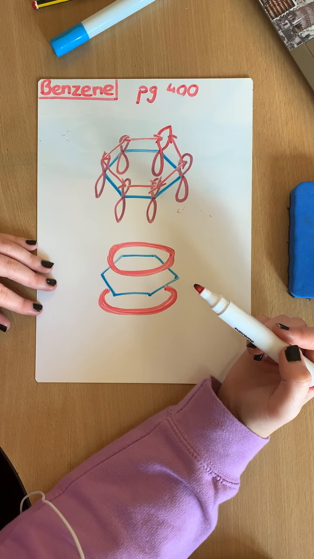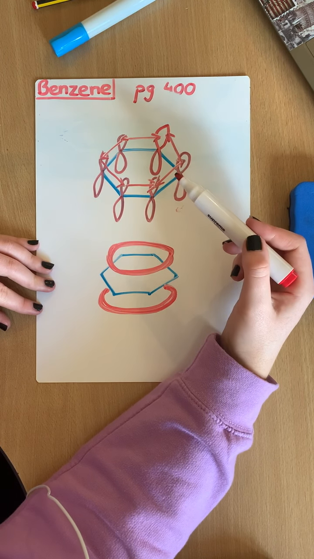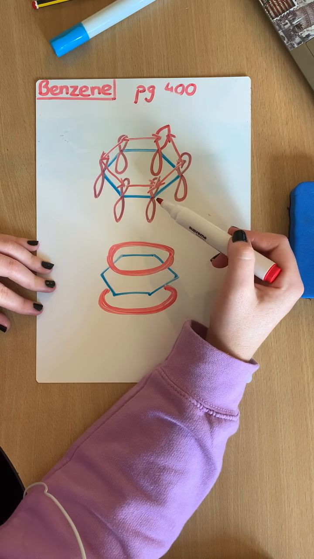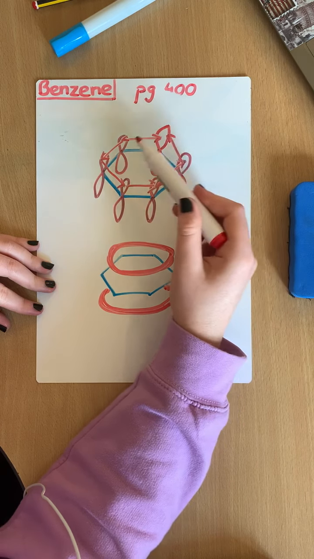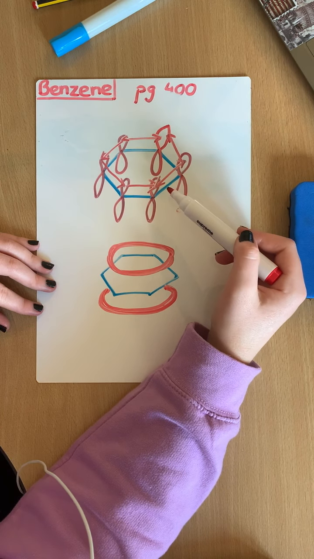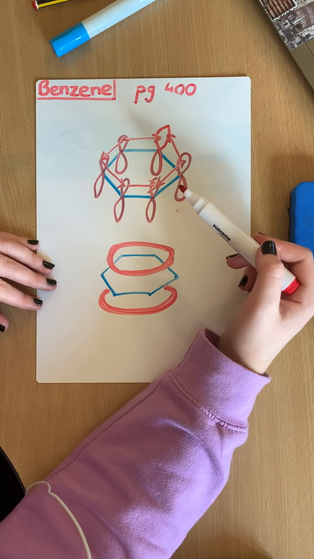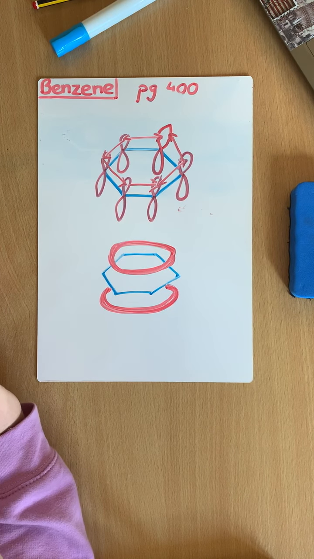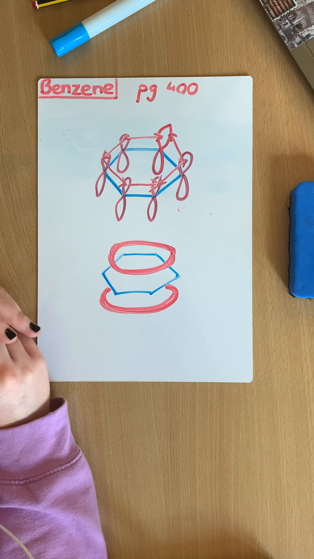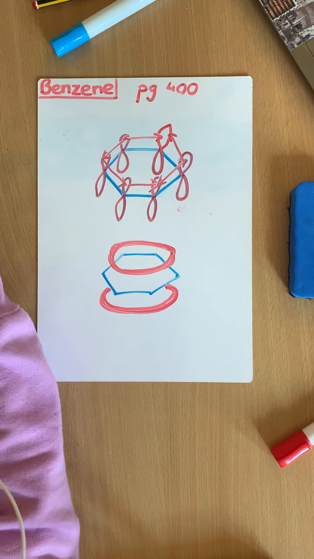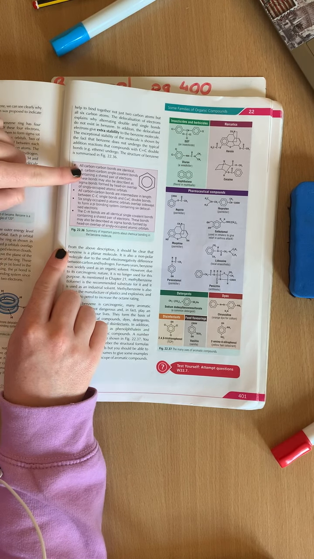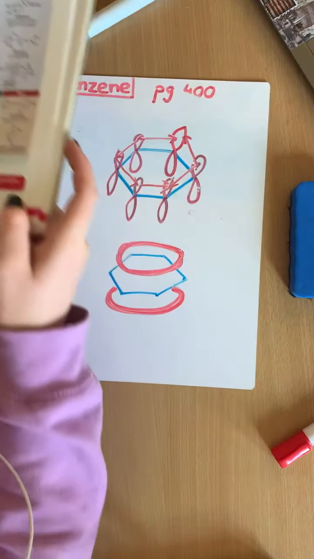And in this structure, the interaction doesn't occur just between 2 carbons, it occurs between all 6 carbons, and that gives this structure extra stability, which is important to note as well. So this is a very stable structure. That is basically the structure of benzene, and there is a good table in your book which summarizes those details, on page 401. I would advise you to look over that.